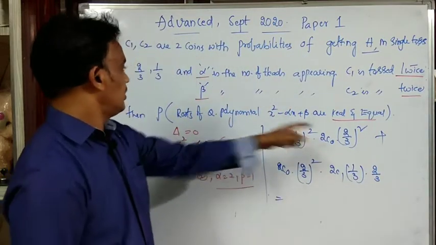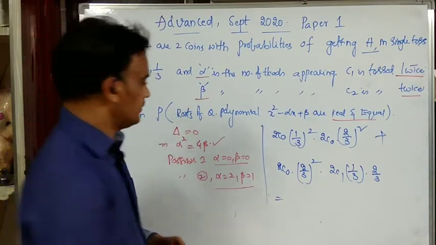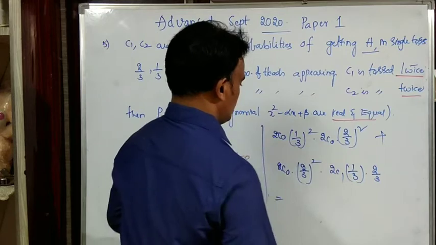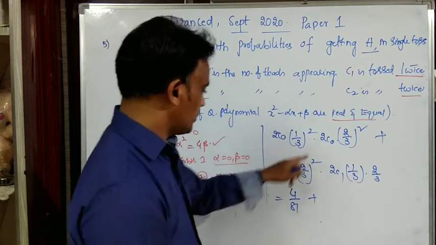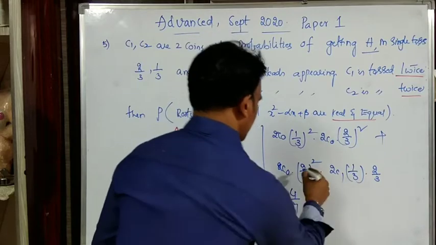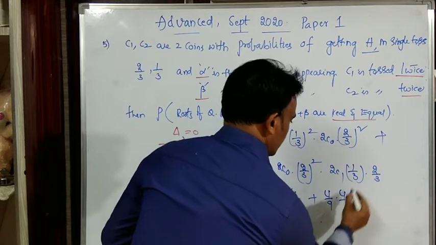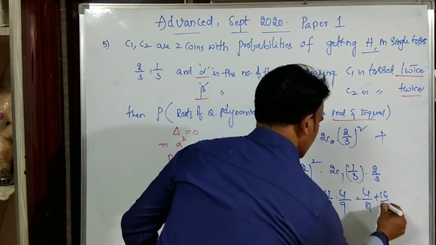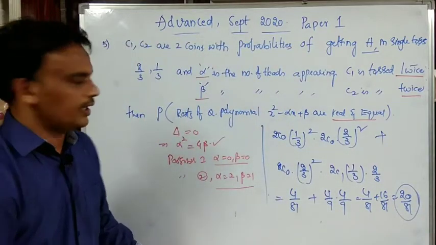I mean, the second time only one head will come, from the second coin, so the second time is 2 by 3, I mean getting head. So this is 1 by 9 and 4 by 9. So 1 by 9 and 4 by 9, which is 4 by 81, plus 4 by 9 into 2C0, 2C1 into 2, and it is 4 by 9 into 2 by 2, so 4 by 9. It is 4 by 81 plus 16 by 81, which is 20 by 81. That will be the probability.